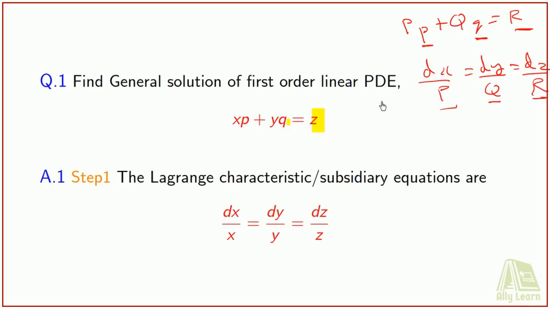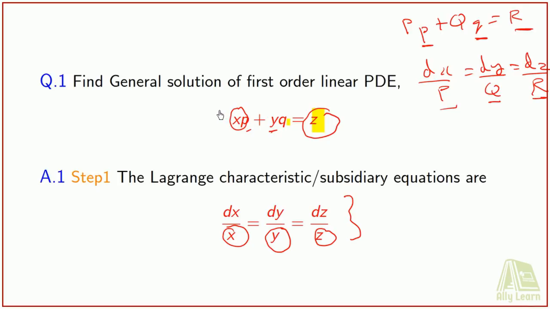Accordingly, we have written our Lagrange subsidiary equations. Here the coefficient of the partial derivative with respect to x is only x, so we have written an x over here, and the coefficient of the second partial derivative is y, so we have written y over here, and the term on the right hand side is z, so we have written z over here. This is how we have written the Lagrange subsidiary equations.